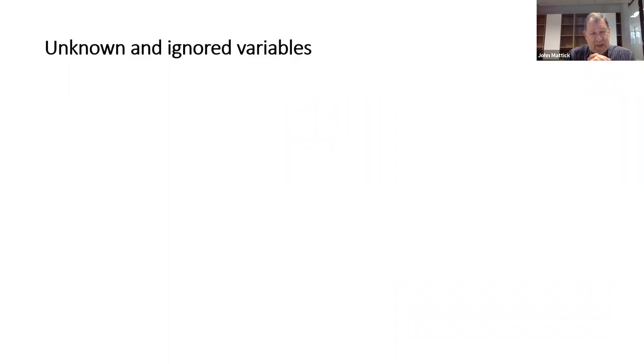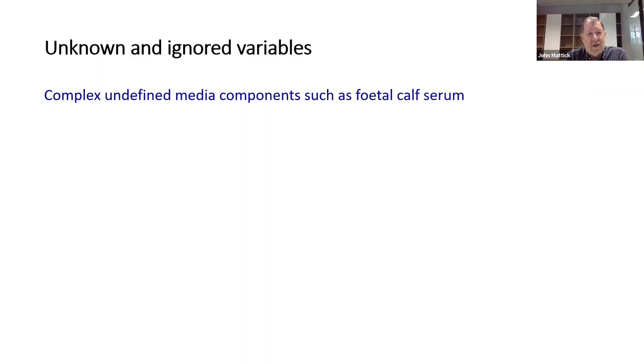So let's look at some of the reasons why things might not be reproducible. One of the huge ones is unknown and ignored variables. The first I want to briefly discuss is the problem of complex and largely undefined media components such as fetal calf serum.